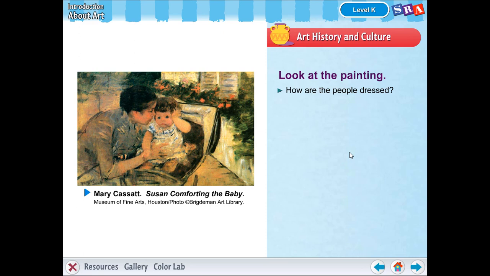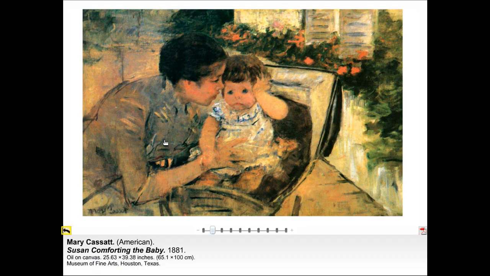So let's look at this painting. Art, history, and culture. Look at the painting. How are these people dressed, boys and girls? What can we tell? The name of this painting is called Susan Comforting a Baby. Now, was this a long time ago or is this now? Okay. Well, we can look down here and it says 1881.